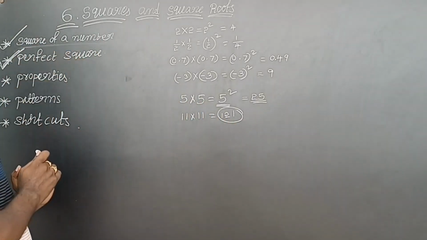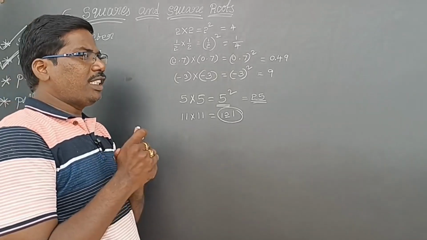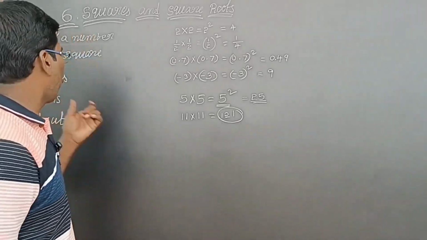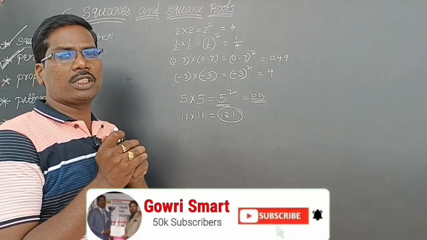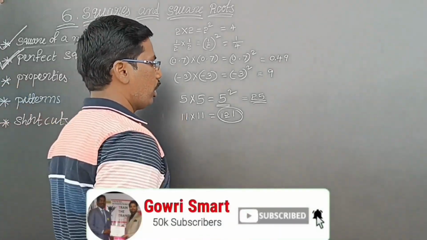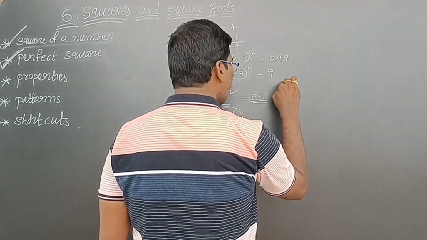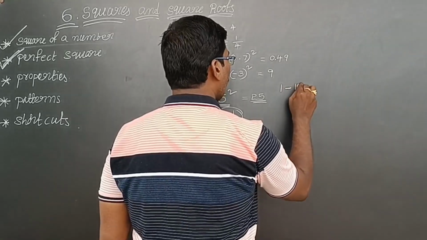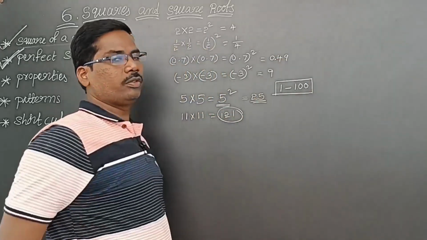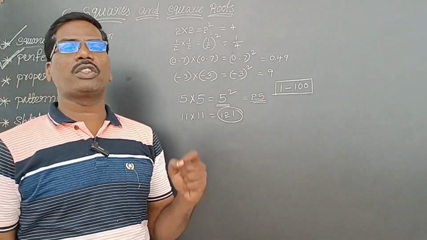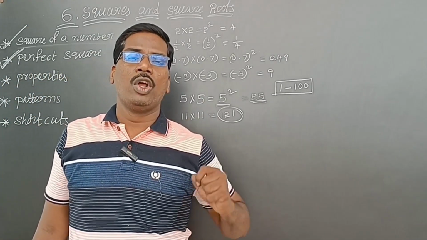Before going to discuss properties, perfect squares have some most important properties, so we have to discuss them. First of all, in squares and square roots, you have to know the squares from 1 to 100. Those square numbers from 1 to 100 you have to know. Means what?